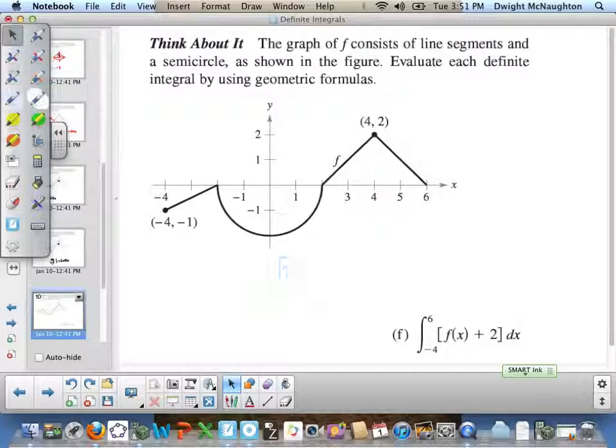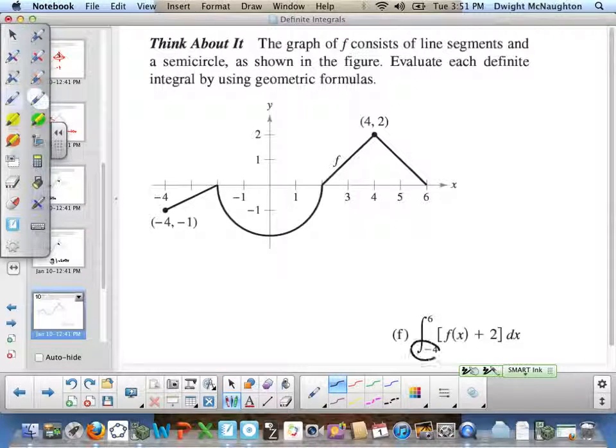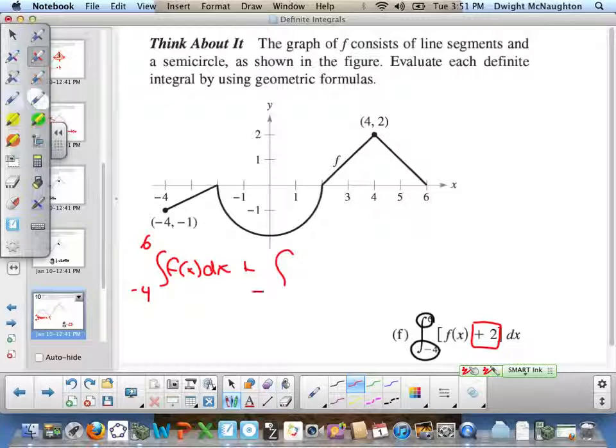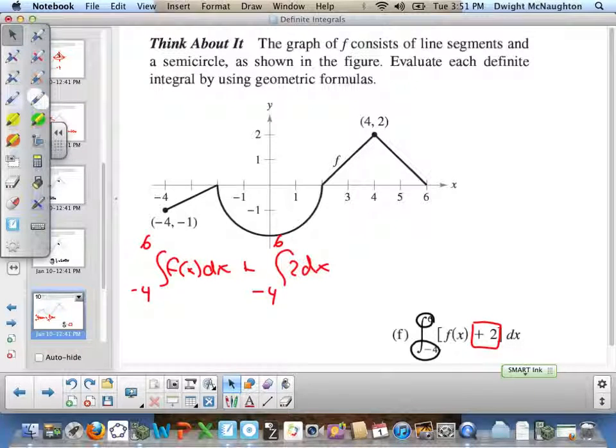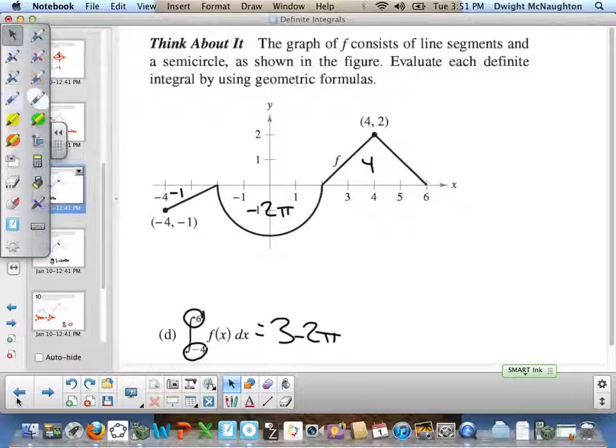All right. What is the area here under the curve from negative 4 to 6? But let's add 2. Now the best way to do this is to split it. From negative 4 to 6 of f of x dx plus from negative 4 to 6 of 2 dx. Now if we go back a couple slides, I think it's 2 slides, we can see that from negative 4 to 6 is 3 minus 2 pi.